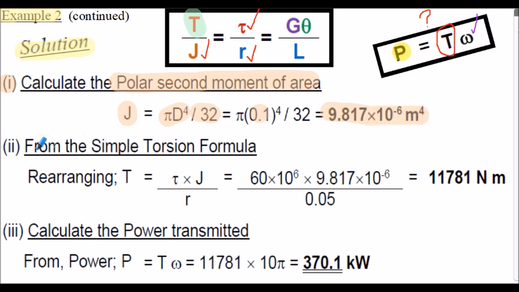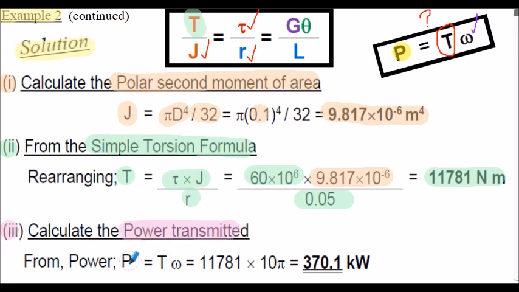Next, we'll calculate the torque T from the simple torsion formula by rearranging the first two parts of the simple torsion equation. T is equal to the shear stress multiplied by J divided by the maximum radius. We know the torsional shear stress is 60 times 10 to the 6 newtons per meter squared. We've just calculated the J value above, and of course the maximum radius is 0.05 meters. So the torque evaluates to 11,781 Newton meters.